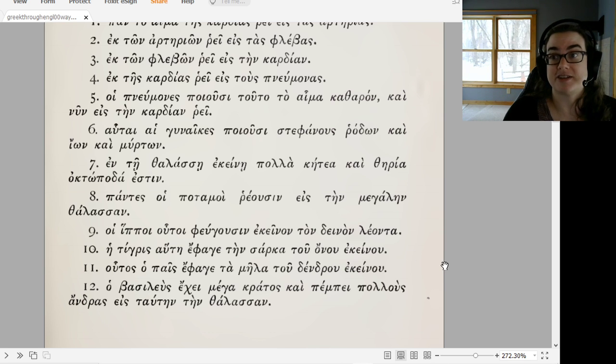It would be a ton of tentacles, because 216 would be 32, right? Too many tentacles. O basileus eche, mega kratos, kai pempe polus andras, ek tautein tein thalasan. The king has great power and sends many men into that sea.